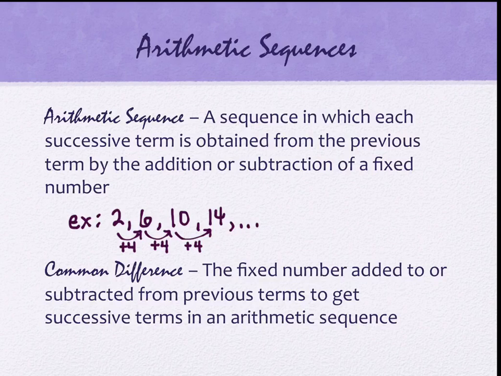Now you could add a negative number every time. That's okay too. So if I had a sequence like, well, I'll just flip it around: 14, 10, 6, 2. Eventually it would become negative, but what I'm adding every time is actually negative 4, right? You could also say you're subtracting 4, but we'd actually say we're adding negative 4, so the common difference would be negative 4. So you can have a negative common difference or a positive common difference. It's the number you're adding each time to get from the previous term to the successive term.